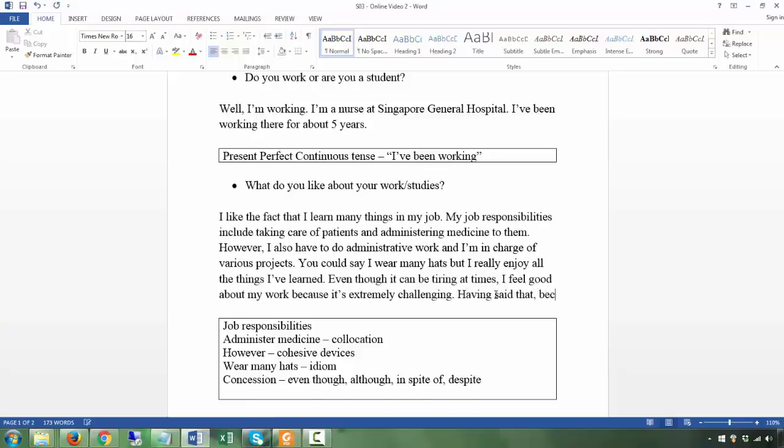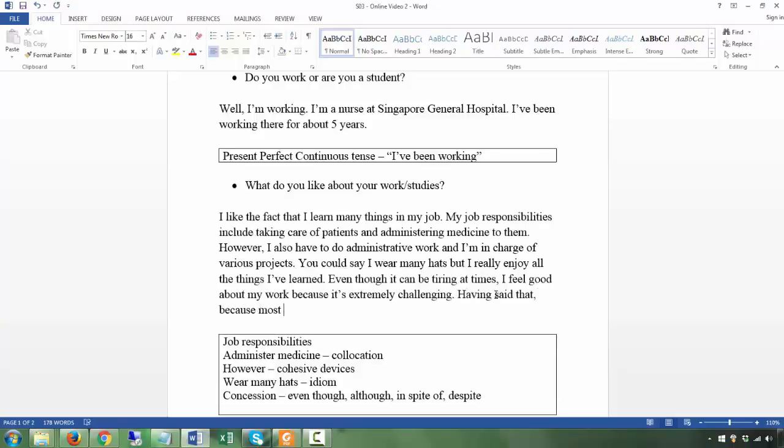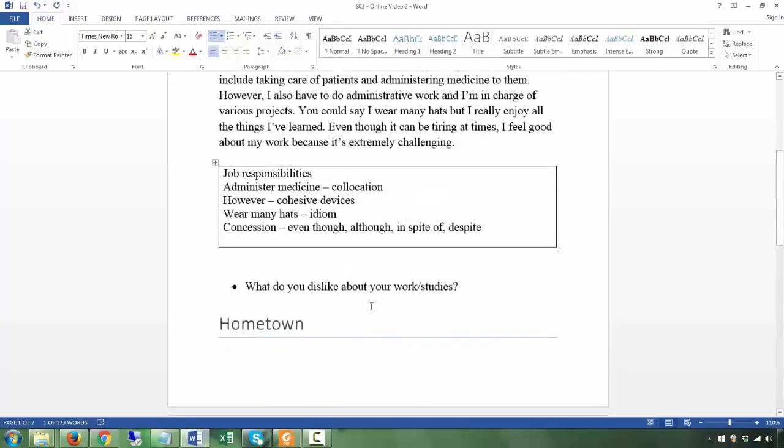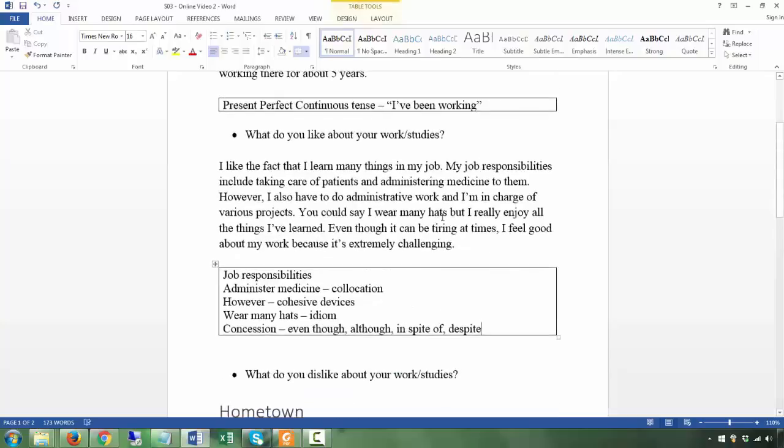Having said that, actually, I would want to talk about something negative right now, because this is talking about what you like about your work or studies. I think the question is, what do you dislike? So this is a good answer. It doesn't have to be that long, but as you can see, I have some good vocabulary. I have good collocation. I have some good cohesive devices, an idiom, and a concession, which comes into play in terms of your coherence and your vocabulary.